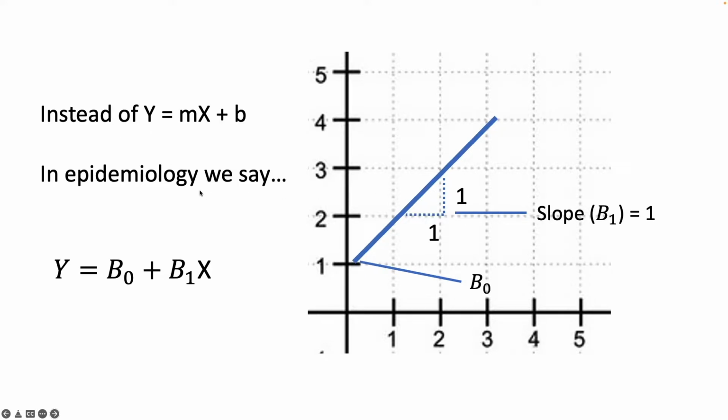In epidemiology, we frame things a bit differently. We call the intercept b naught, and we call the slope b1. And that's the part that is most interesting because that's how we get an odds ratio, basically. In another video, I'm hoping to show how we derive an odds ratio, but you'll just have to take my word for it for this video.